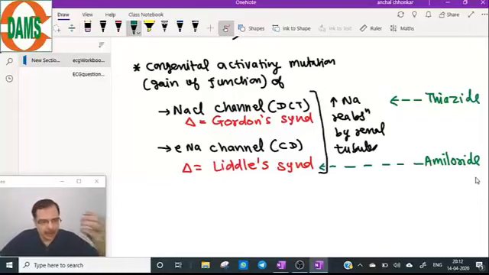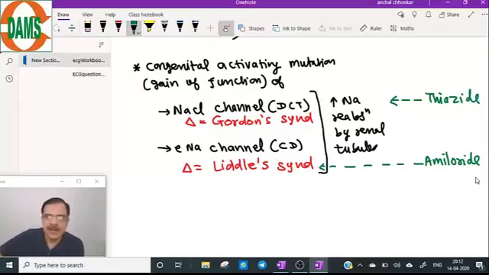Very good. So three important renal causes we have done: renoparenchymal, renovascular, and the congenital activating mutations of the sodium channels. And there is a question, what will be the drug of choice if it is a bilateral renal artery stenosis? Remember, if it is bilateral renal artery stenosis, ACE inhibitors are absolutely contraindicated. So in that case, a safe agent, calcium channel blocker, will be the choice.